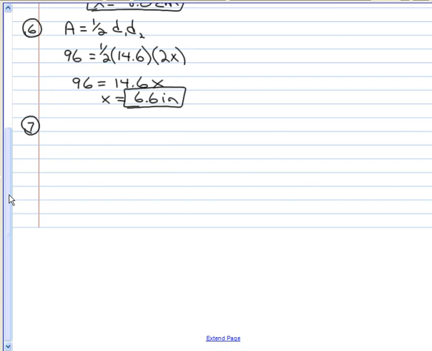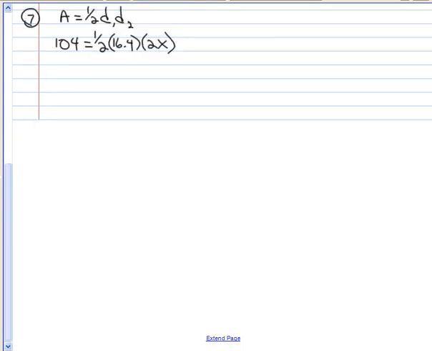Number 7, we have a kite, so we know that formula. Area is 1/2 diagonal 1 times diagonal 2. And our area, 104 feet square, equals 1/2, what's one diagonal? 16.4. And what's our other diagonal? 2x. Once again, we have one of these where we can take half of that 2. They love us until you get to the homework, right? 6.3. 6.3 feet.